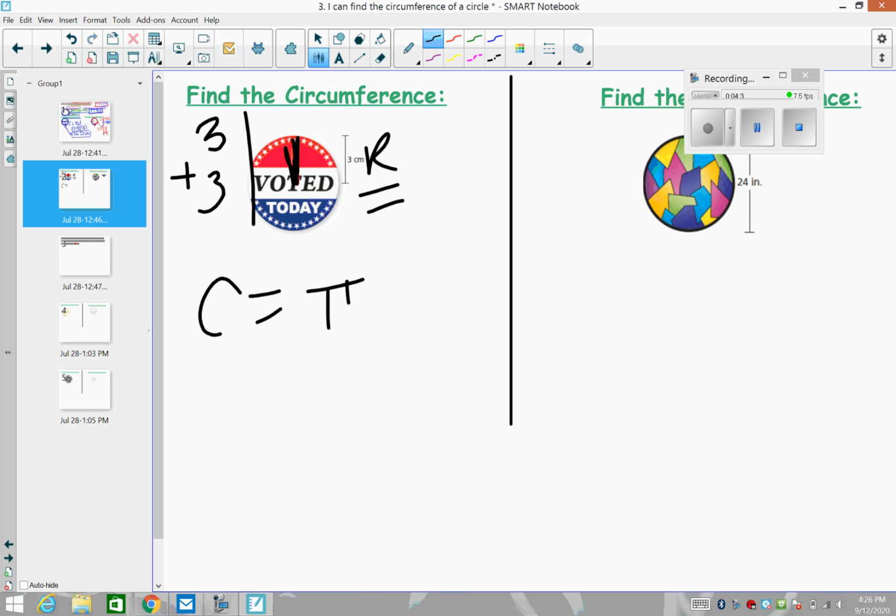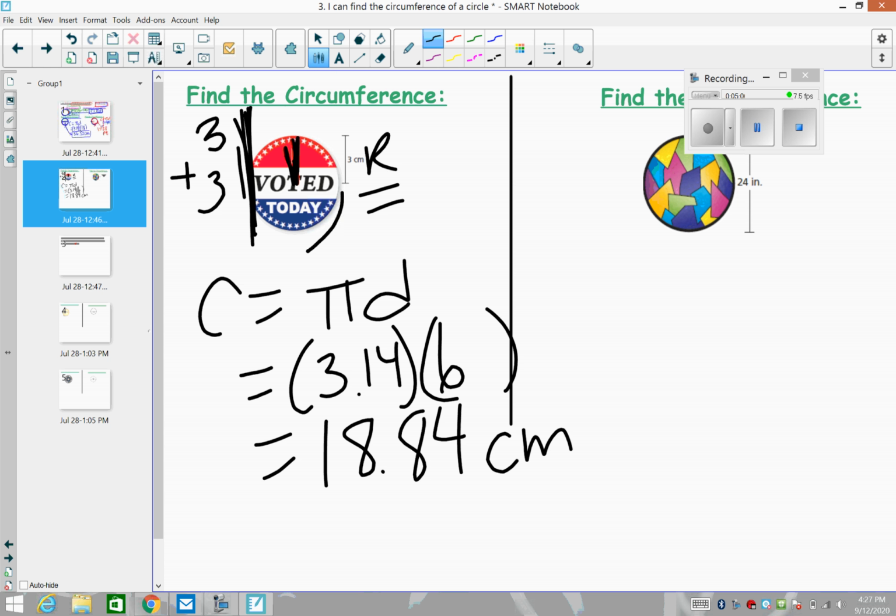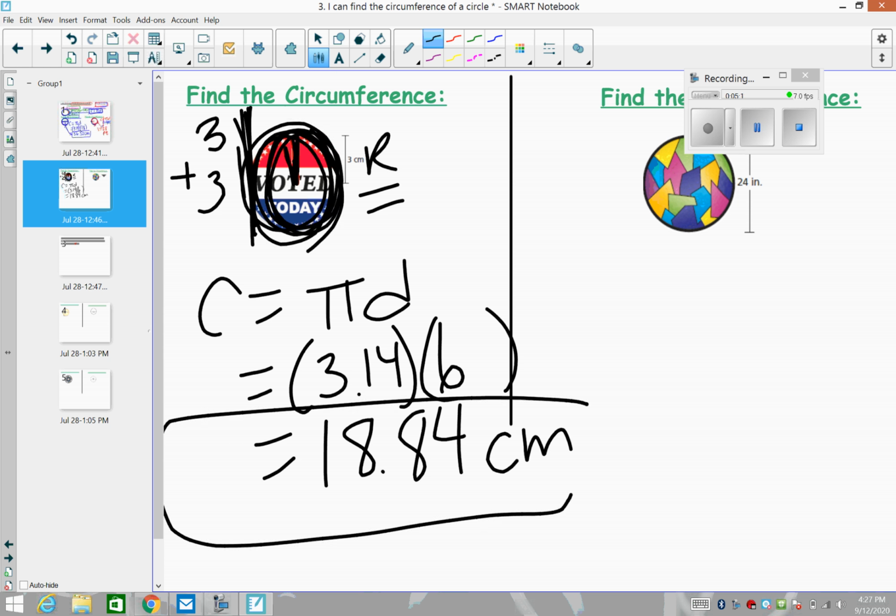When I need a circumference, I'll just use pi d. So that's 3.14 times the distance across. 3 plus 3 is 6. So the diameter this time is 6. So we've got 3.14 times the diameter, 3.14 times 6. Gives me 18.84. The unit is centimeters. That's the distance around the perimeter, the distance around known as the circumference. So the circumference is equal to 18.84 centimeters.